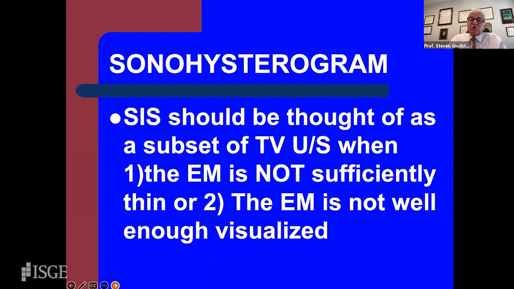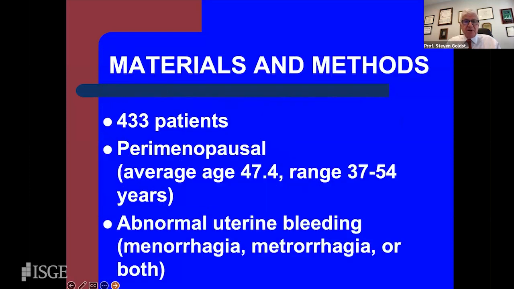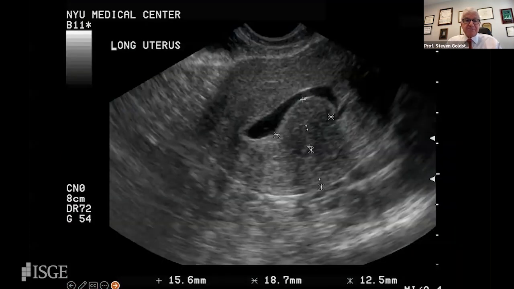So sonohysterography, putting fluid into the uterine cavity, should be thought of as a subset of transvaginal ultrasound when the endometrium is not sufficiently thin or not well visualized, as I showed you before: adenomyosis, fibroids, axial uterus. So we wrote this paper quite some time ago, and it was an ultrasound-based triage. We had 433 patients. They averaged an age of 47. They were all perimenopausal, and they had any degree of abnormal uterine bleeding.